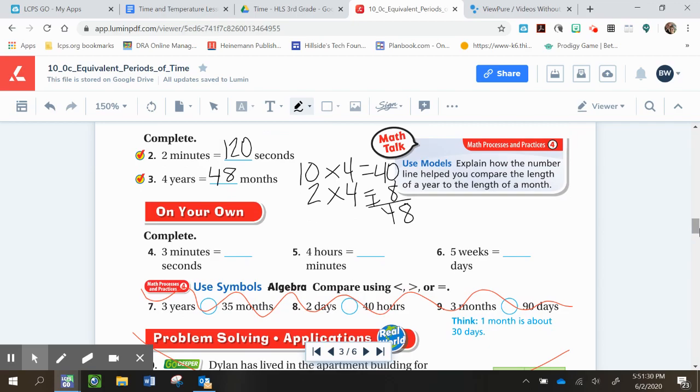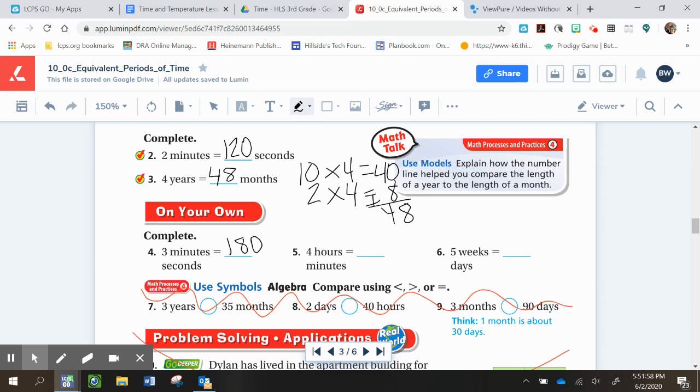We're just going to complete a couple of these and we'll be done with this lesson. So 3 minutes is how many seconds? Well, we know 1 minute is 60 seconds. So what's 3 times 60? Well, 3 times 6 is 18, and then you add your 0. 3 minutes is 180 seconds.